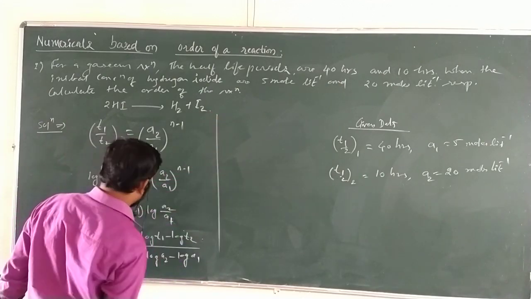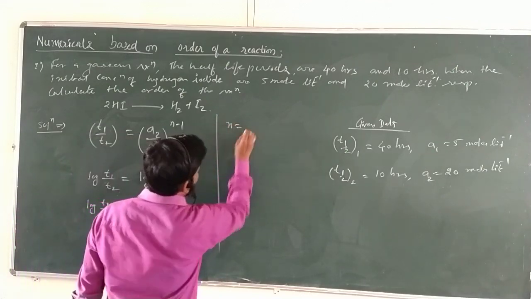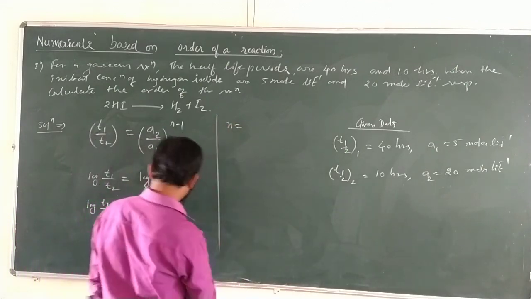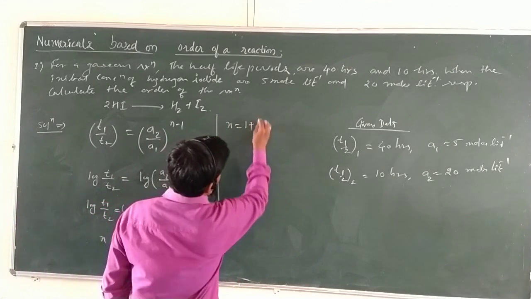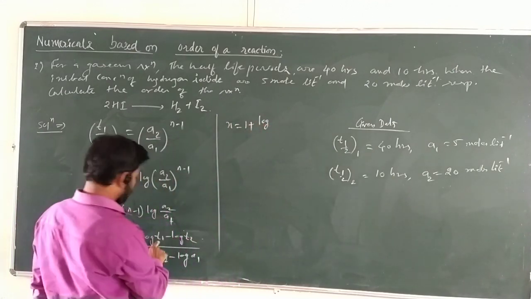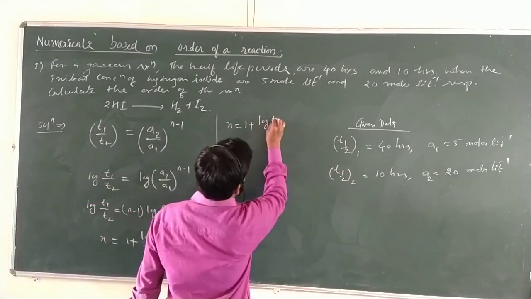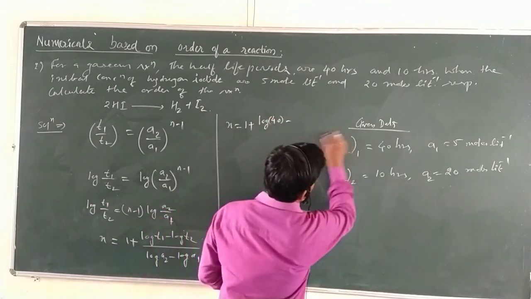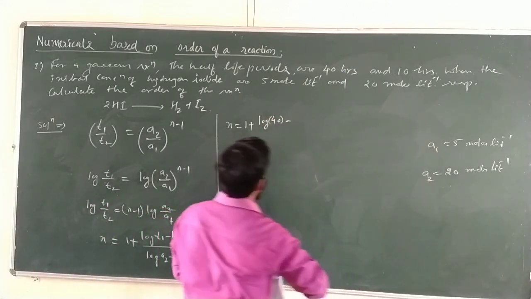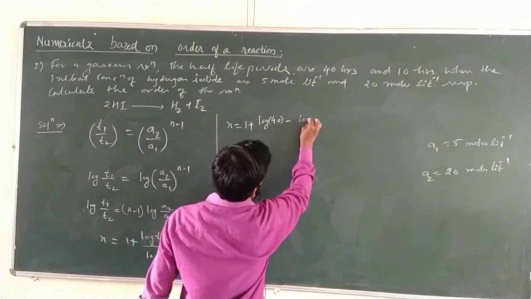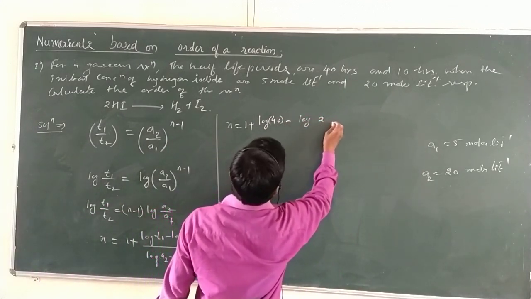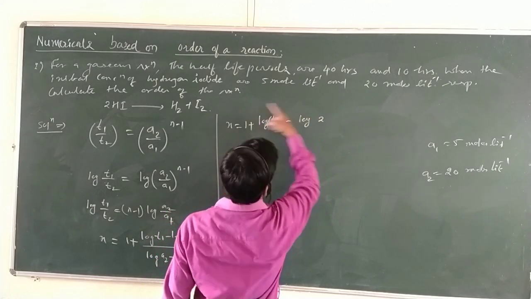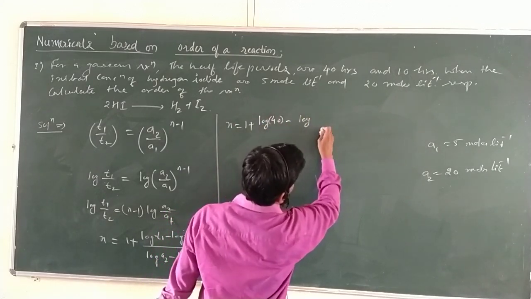Now substitute these values. So what you will get? n equal to 1 plus log of T1, what is T1? T1 is 40, minus log of T2. How much? That was 10 hours.